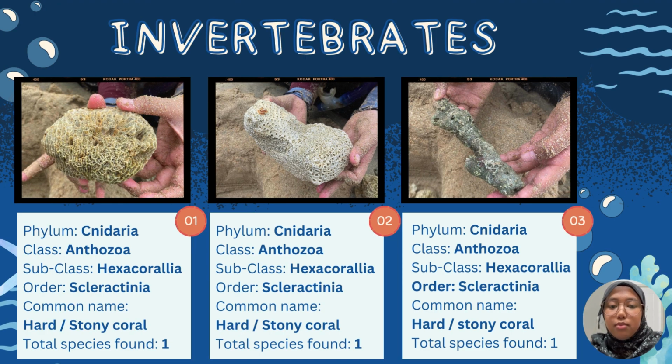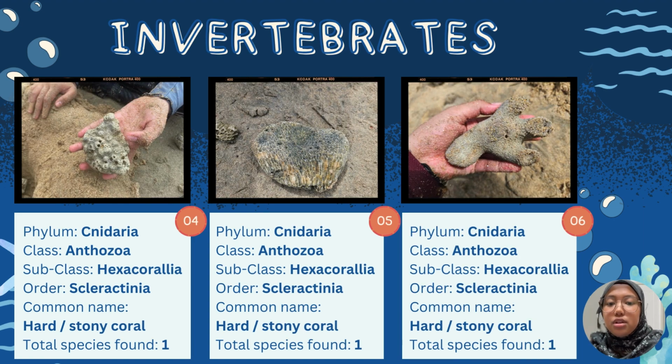Invertebrates we found from sampling at Pulau Batu Gajah were these three, namely hard-stony coral from phylum Cnidaria and class Anthozoa. It falls under subclass Hexacorallia and order Scleractinia. Each of these three, we just found 1. These three are also hard or stony coral from phylum Cnidaria and class Anthozoa. We just found 1 species for each of them.